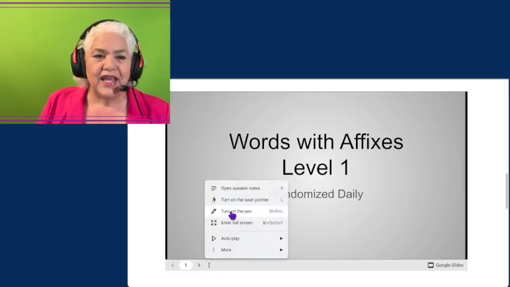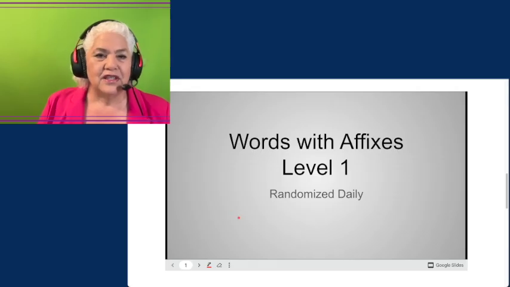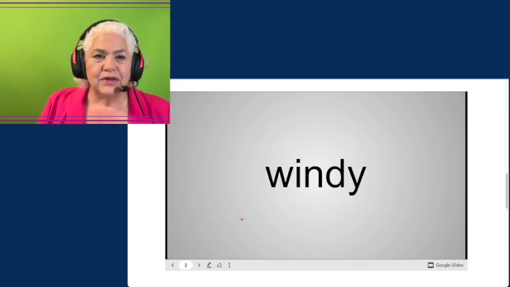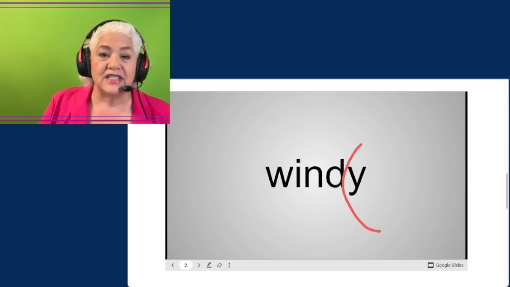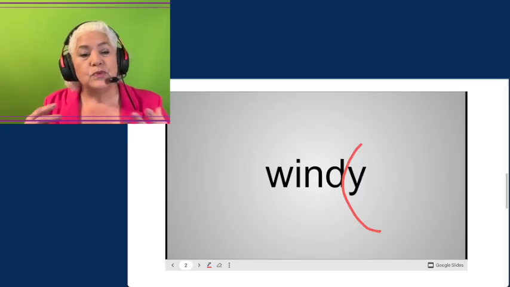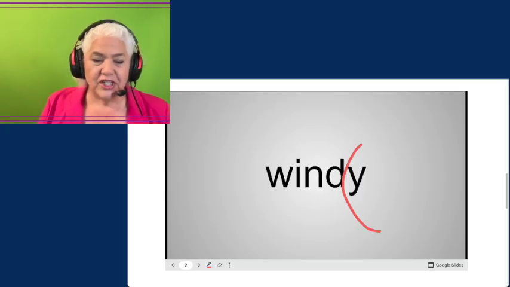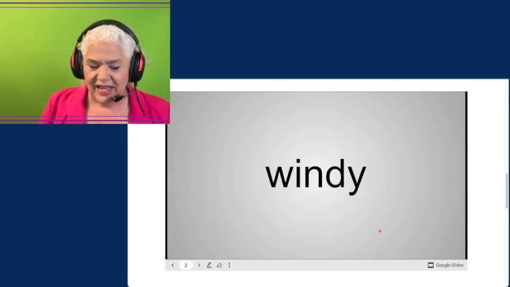You can use the pen. Wherever you are that you're accessing this, you've got a pen you can use. And so we can go through this and say, okay, here's this word. The suffix is y, makes it an adjective. And the base word is wind, so it's windy. And it's Shift A to erase it. And then we go on.